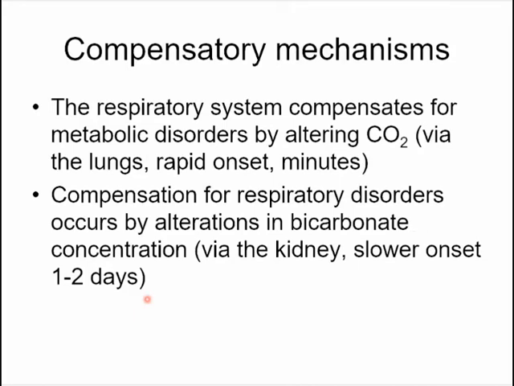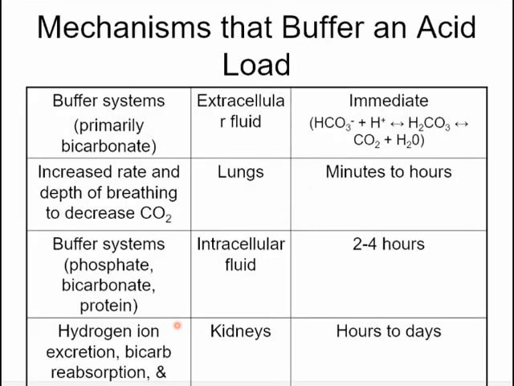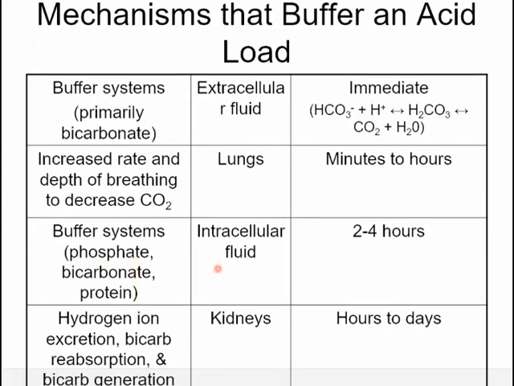Your compensatory mechanisms include your respiratory system, which compensates for metabolic disorders by altering carbon dioxide via the lungs, which is rapid in onset, within minutes. Compensation for respiratory disorders occurs by alterations in bicarbonate concentrations by the kidney, which is slower in onset, 1 to 2 days. So these are the other mechanisms that play in the buffering of an acid load. You have your increased rate and depth of breathing, your buffer systems like your phosphate and your protein. You also have increased hydrogen ion excretion in your kidneys, etc.